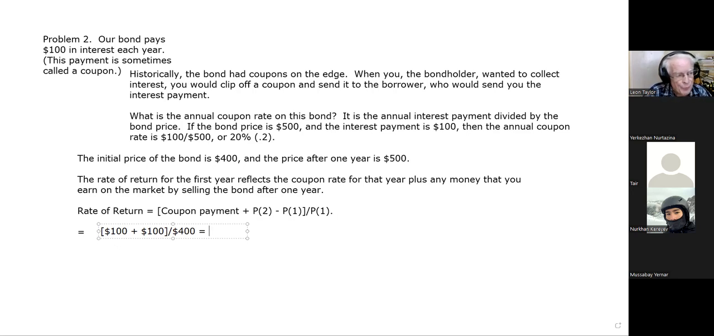So the rate of return, taking into account both the interest and the principal change, is 200 divided by 400, or 50%. I will pause now to give you a chance to look at those notes in case you have questions.